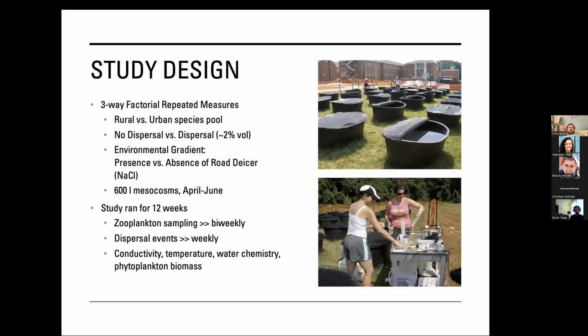So we developed a pretty substantial experiment using 600-liter tanks. Here they are. This was a 3-way factorial repeated measure study where we had a species pool where we collected individuals from either a bunch of rural ponds or a bunch of urban ponds, where we had weekly additions of dispersers from either rural ponds or urban ponds, 2% by volume. And then we had an environmental gradient.